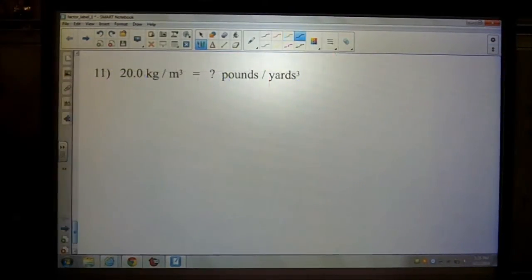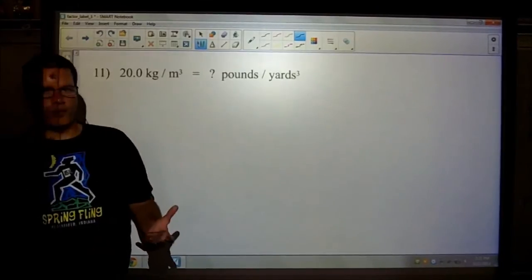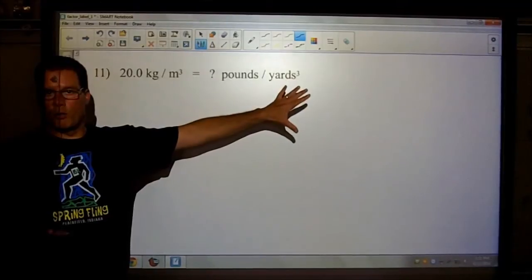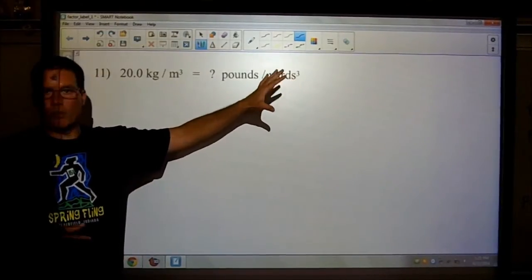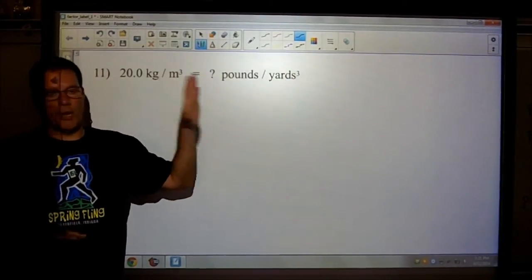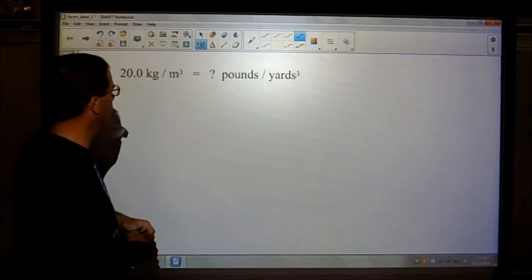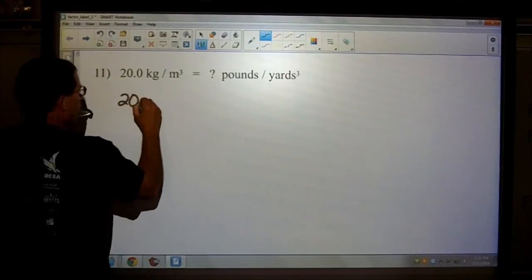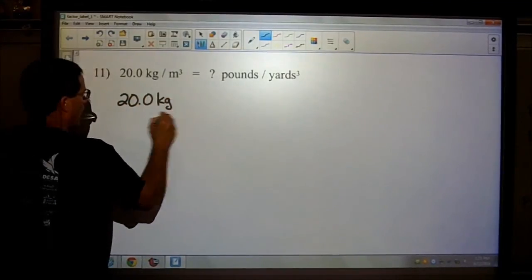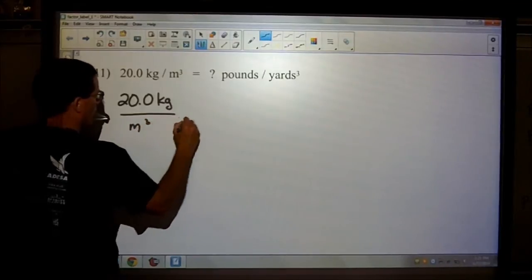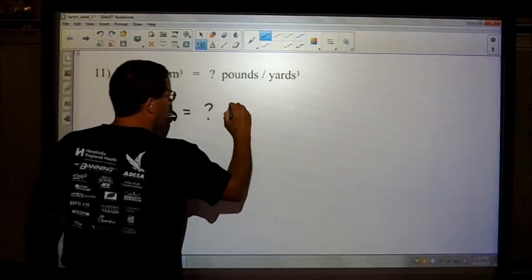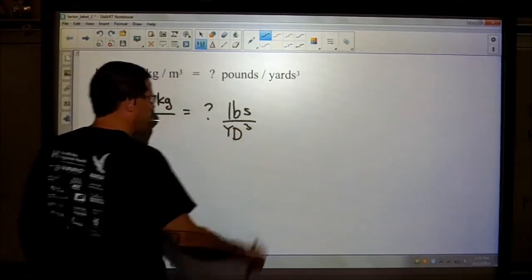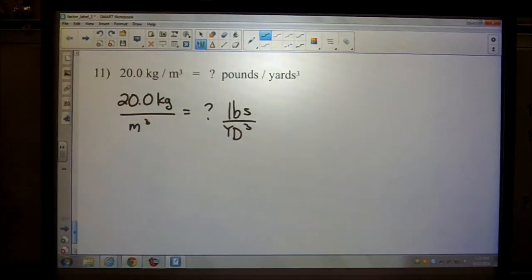All right, last one, number 11. And it's similar to the one that we had before, except now we have meters cubed and yards cubed. And a meter is not the same as a yard. There is a slight difference, so we have to go through all the steps in the process here. Let me rewrite this correctly for you. So we have 20 kilograms per meter cubed is equal to how many pounds per yard cubed. Okay. So that's what the question's asking.